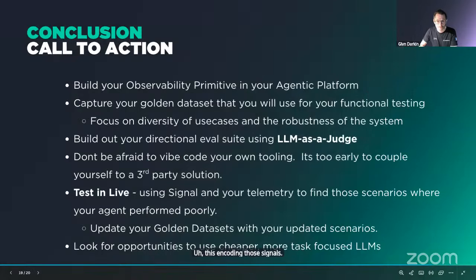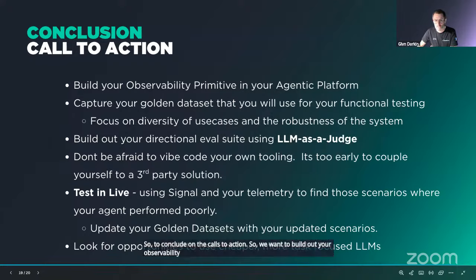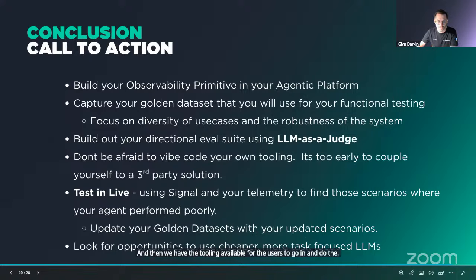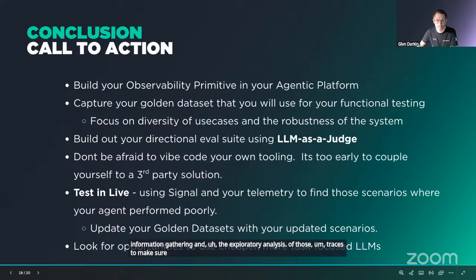So to conclude on the calls to action, we want to build out your observability primitives in your agentic platform. That's a core part of the platforms we have to build. Making sure that we're capturing all of the information correctly, we're storing that, and then we have the tooling available for the users to go in and do the information gathering and the exploratory analysis of those traces to make sure that they're getting the right information, and then we can rebuild that golden data set.